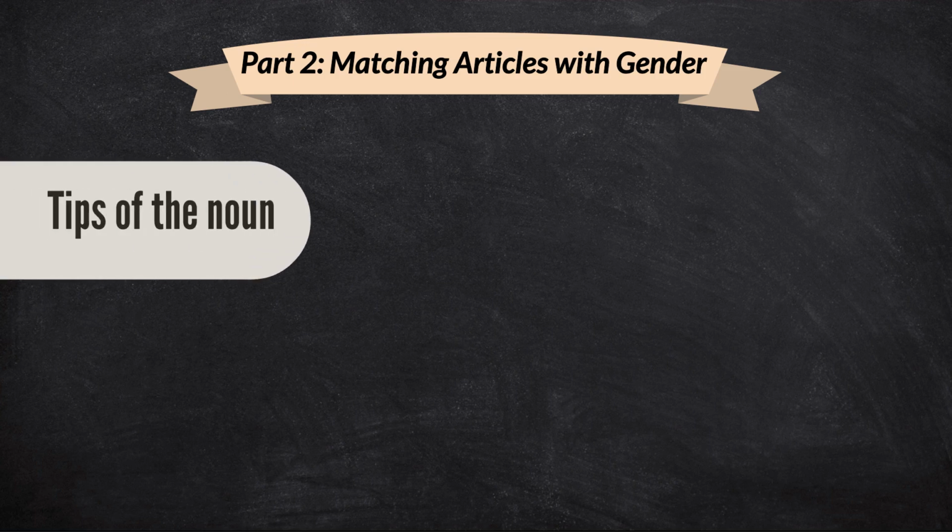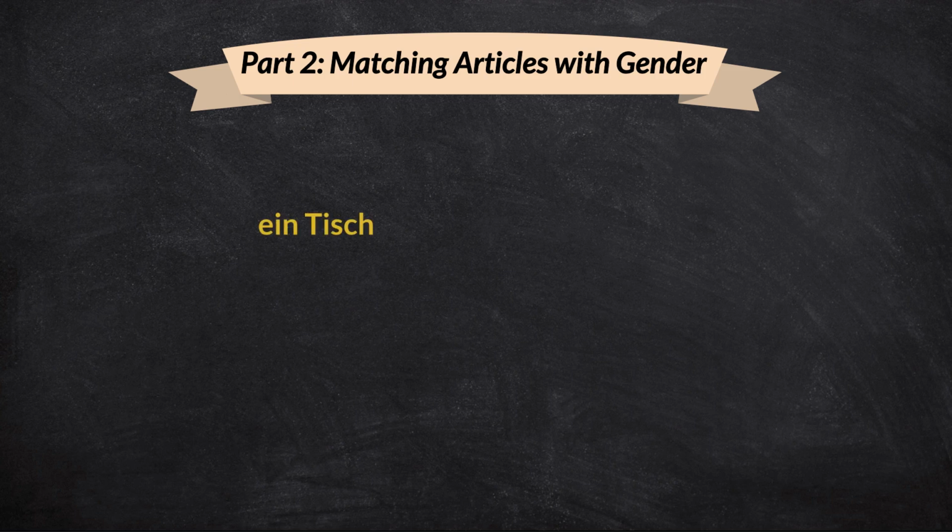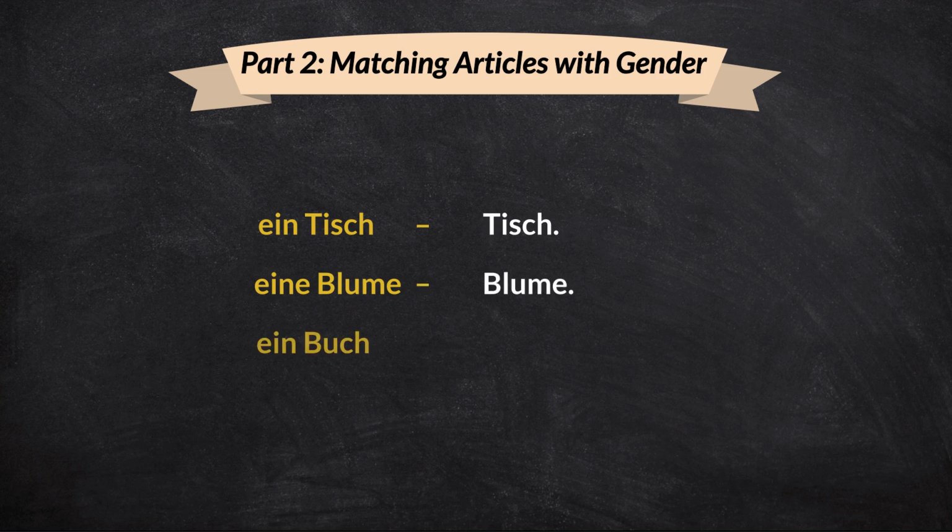A good tip is to always learn the noun with its article. Say ein Tisch instead of just Tisch. Say eine Blume instead of only Blume. Say ein Buch instead of just Buch. This habit will help you remember the gender and speak more clearly in German.